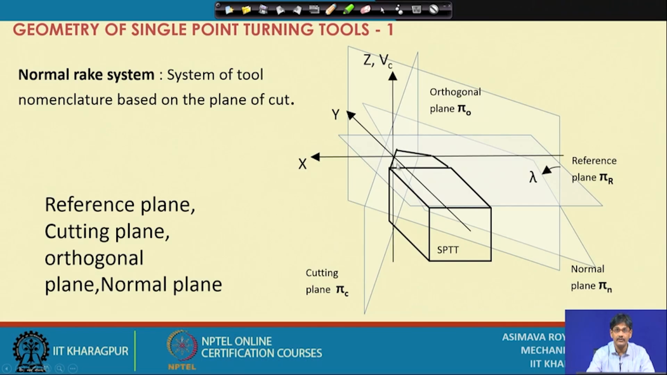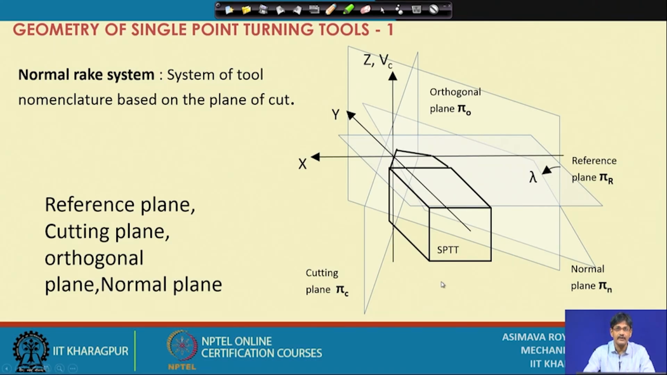Perpendicular to the cutting edge, there is a plane which is called the normal plane. As you can see, this normal plane is making an angle of lambda with the orthogonal plane. It is an inclined plane, it is not vertical. With respect to this plane, we can define the rake angle, and that is called the normal rake angle, and in that system we have lambda and gamma n defining the rake surface orientation.